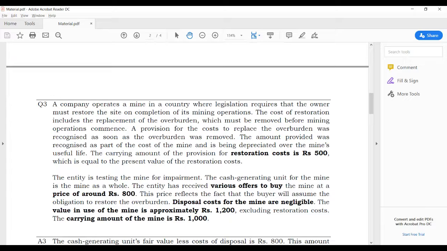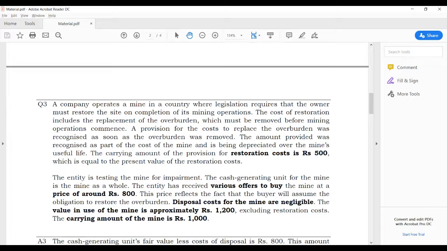The value in use of the mine is approximately 1200, excluding the restoration cost. As I said, the value in use has three components. One, the cash inflow, the revenue. Two, the cash outflow which I am going to incur to generate that inflow. Third is the disposal amount I am going to receive. If I sell that mine or close that mine at disposal, I need to incur that expense, so there is a negative cash flow at the disposal that I need to consider. How will I consider it? We'll look into that. Excluding the restoration cost, the carrying amount of the mine is 1000 rupees.